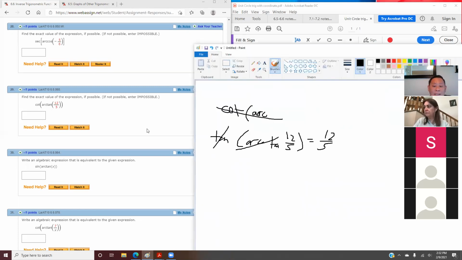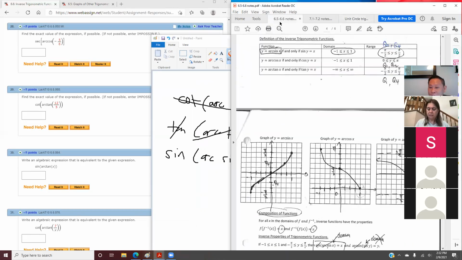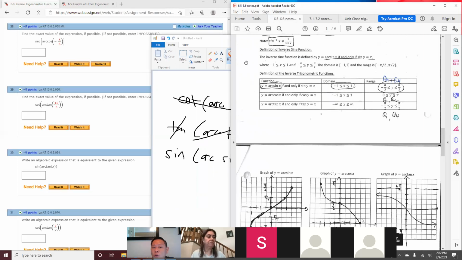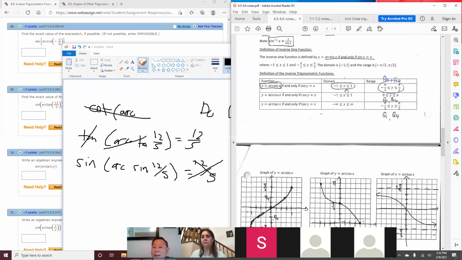But if you have sine of arc sine of 12/5, anyone know what this is? 12/5? And that will be wrong. So what happens here? Why is this right and why is this wrong? Because of the domain issue. If you remember, when you do your arc sine, your domain can only take from -1 to 1.